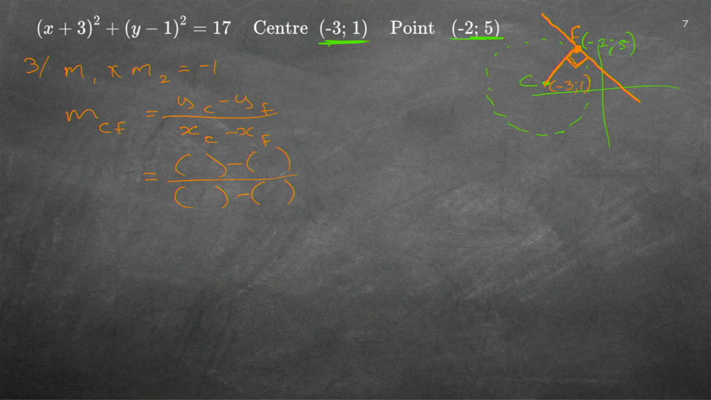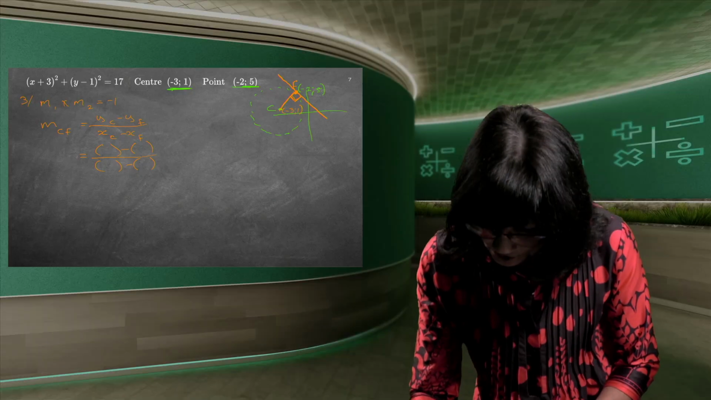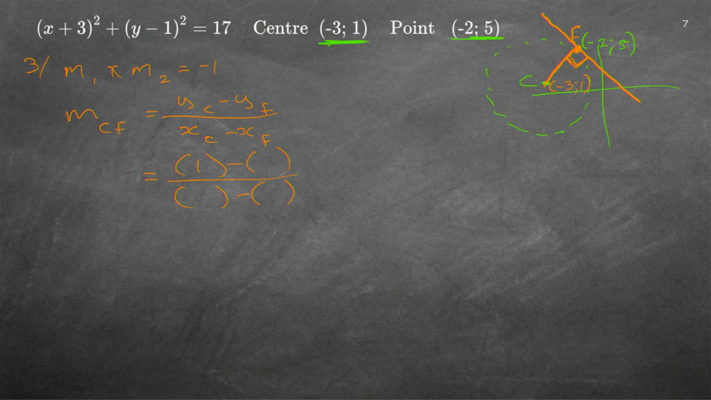Once I filled it in, remember now, I'm not numbering it x2, y2 anymore because I've now got a c and an f. So I'm just going to go y of c, which is 1, minus 5, over x of c, which is minus 3, minus 2. And if I work this out, it's minus 4 over minus 1. So that gives me 4.